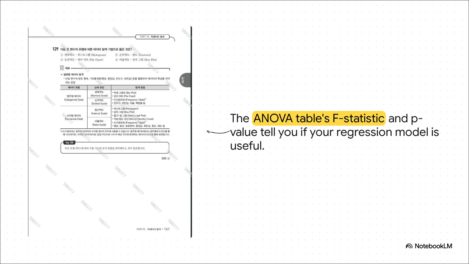But okay, how do you know if your regression model is actually any good? You don't just guess. You use a powerful statistical tool called an ANOVA table. It calculates things like an F-statistic and, more importantly, a p-value. This tells you if the patterns your model found are real or if they just happened by random chance. A really tiny p-value, that's what you're looking for. It means your model has found something statistically significant.